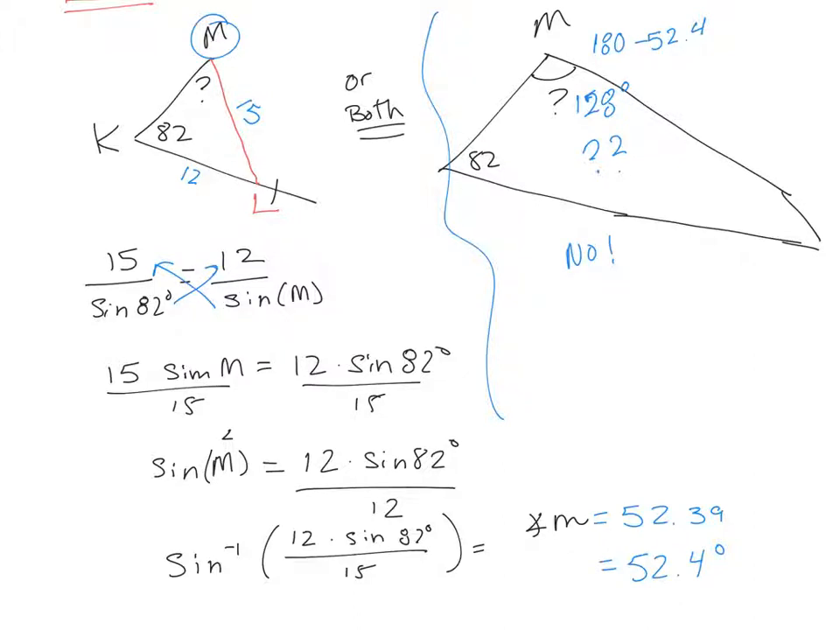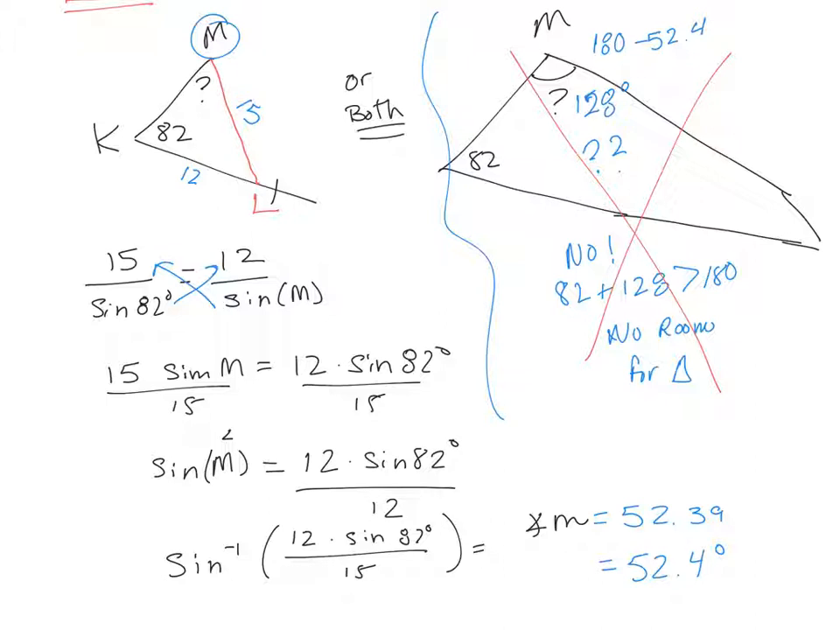Because if I look at these two angles, that 82 plus 128 is already greater than 180, and it means there's no room for the triangle. It's just not possible. All of the angles in a triangle have to equal 180 degrees, which was really nice because that means in this case I don't have to solve another one. This tells me right now this question only has one triangle as a solution.